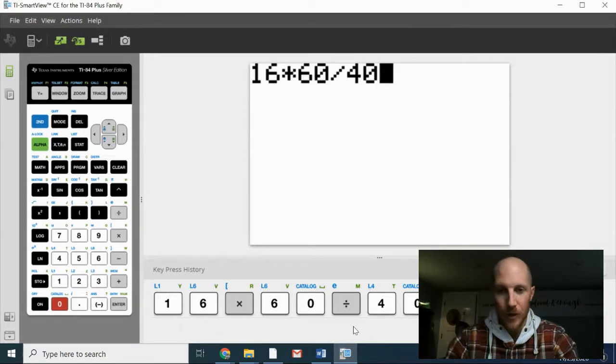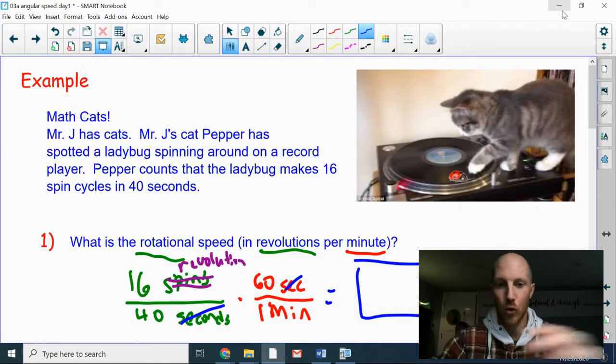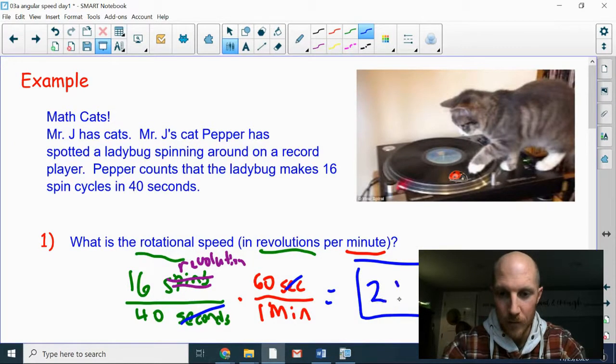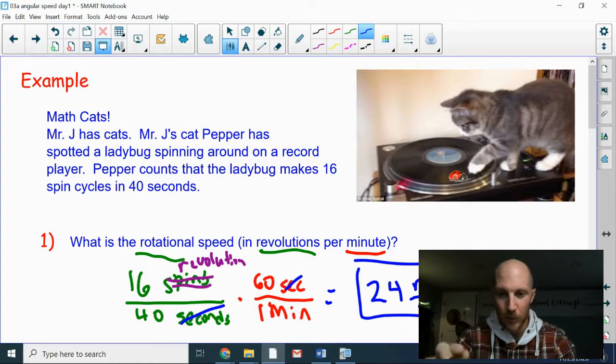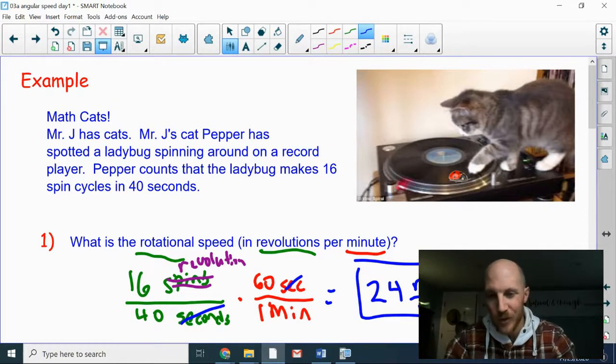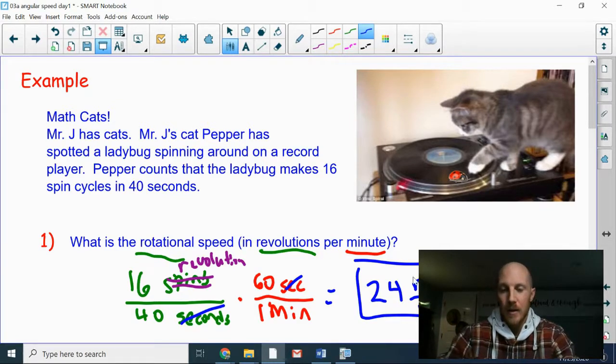I can do that all at once on this calculator. Equals 24 revolutions per minute. I want to put the 24 up as part of that numerator, 24 revolutions on the top over 1 minute. I could totally do that. That's fine. I can leave just the units as a fraction, revolutions per minute.